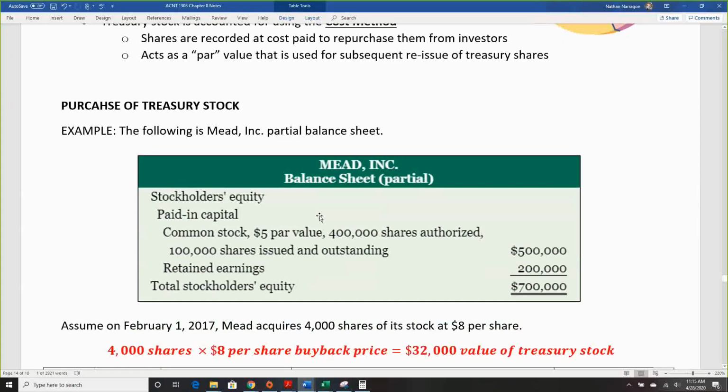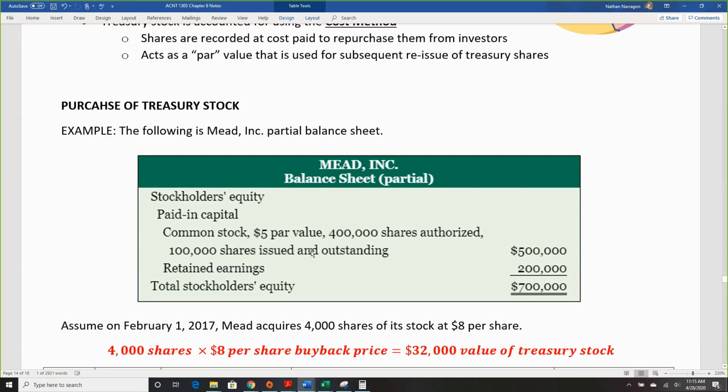So, your book basically is going to show this example for purchase. We're going to use Mead Inc. They give you this nice little balance sheet. And we're going to get back to this balance sheet in a sec. But this does show us our common stock. And our common stock has a current par value of $5 with 400 shares authorized, but only 100 shares issued.